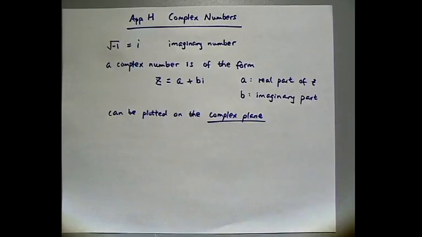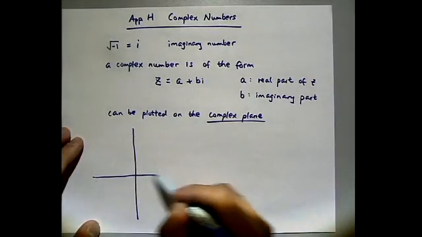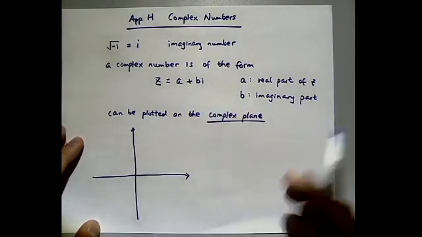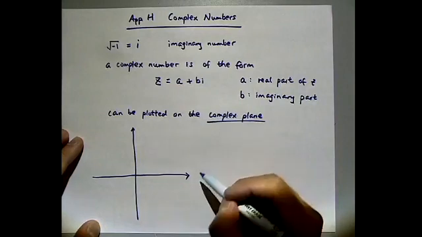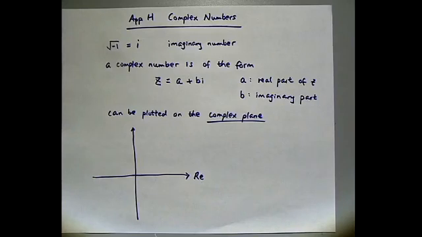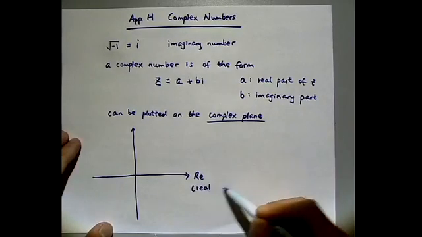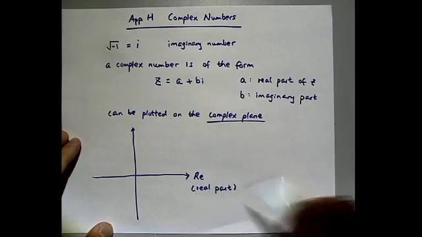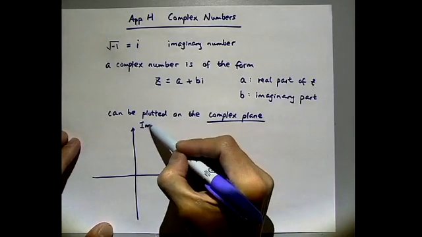And we often plot these numbers on what's called a complex plane. It looks like the x and y plane. But what we do instead of x and y, the horizontal axis is the real part of the number, very often abbreviated as Re for the real part. And then the vertical axis is reserved for the imaginary part, Im.